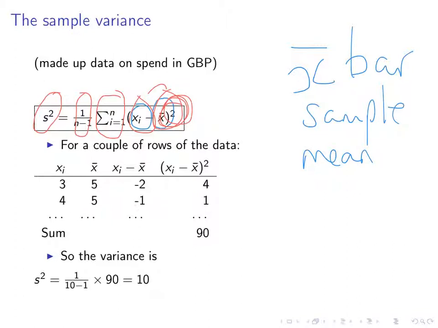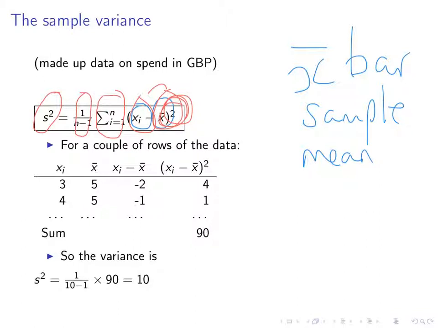And if we set that out for a couple of the numbers in notation, we take the first data point, 3. The sample mean is 5, so we subtract 5 from the data point and we get -2, and then we square the result and get 4. We take the next data point, which was 4, subtract 5 to get -1, and then, as it's telling us here, we square it to get 1.